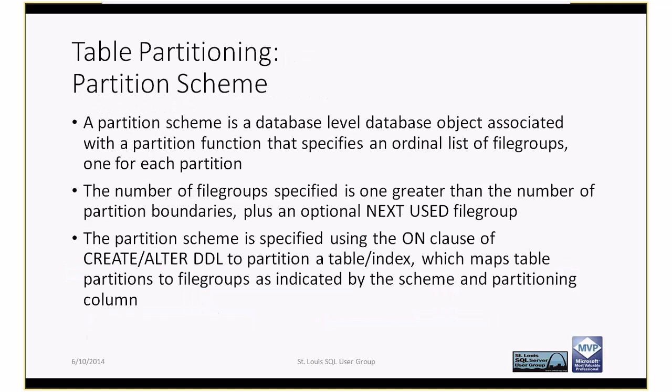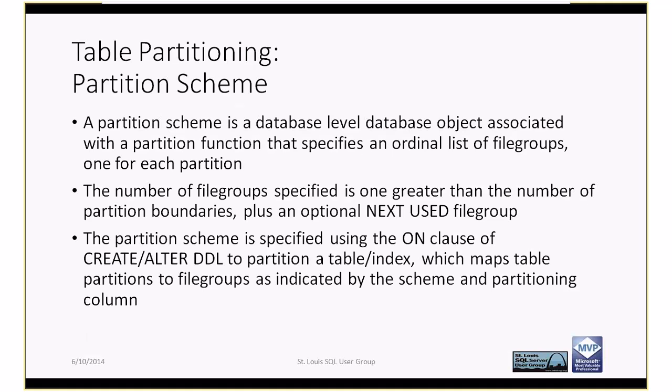So the purpose of the partition scheme is to really just map file groups to partition boundaries. And just like a partition function, it's also a database-level object. The number of file groups is always one more than the number of partition boundaries you have specified in the partition function, simply because the number of partitions is one more than the number of boundaries. So you always have that many listed. Although SQL Server does allow you to specify one more file group listed on the partition scheme. If you do that, it automatically assigns it as the next used file group. I'll describe it in more detail.